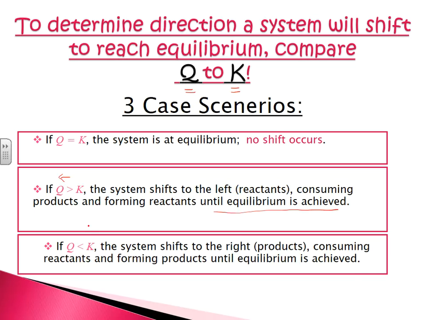If Q is less than K, the system will shift to the right, or to your products, consuming the reactants and forming products. And it will shift until equilibrium is achieved. And at the moment equilibrium is achieved, that is when your Q would then equal K again. So if Q is less than K, the system shifts to the products, or to the right.